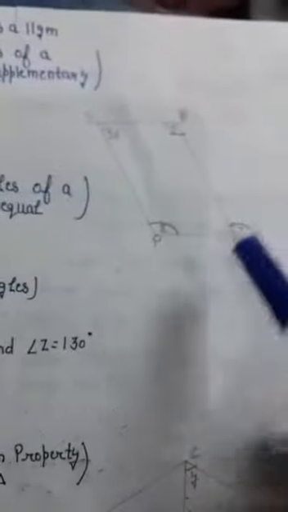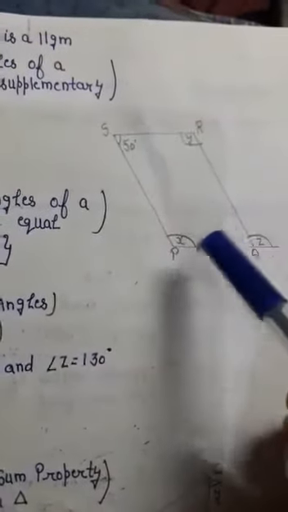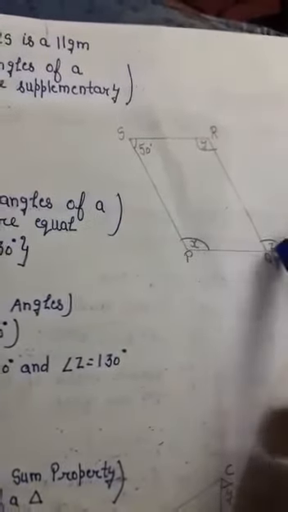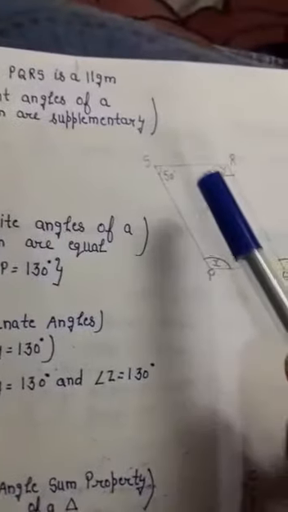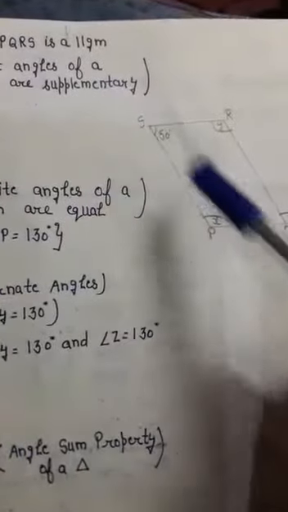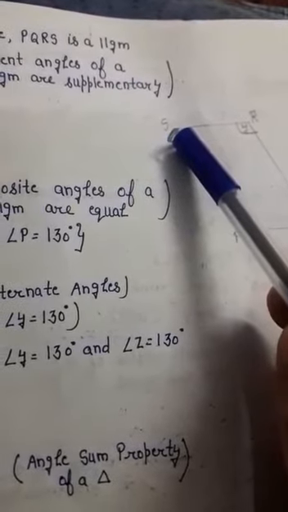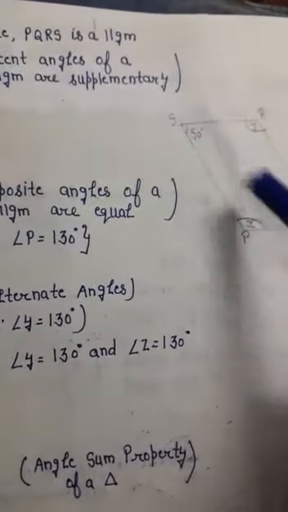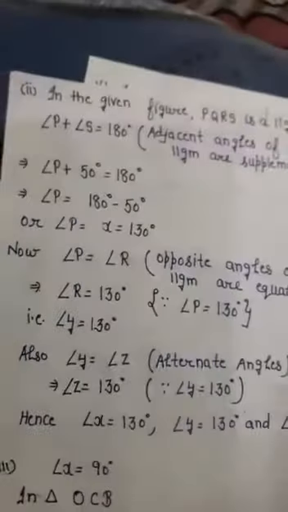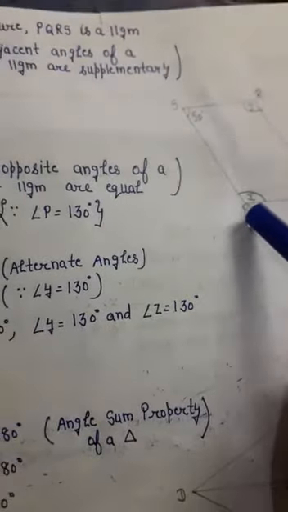Come to its second part, we are given PQRS. Again, we are given that it's a parallelogram and we have to calculate the values of angles X, Y, and Z. Start the proof. Since PQRS is a parallelogram, angle P plus angle S equals 180 degrees. Since adjacent angles of a parallelogram are supplementary, that is 50 plus x equals 180 degrees, that is x equals 180 minus 50. 180 minus 50 will be 130 degrees. That is, angle P equals 130 degrees.